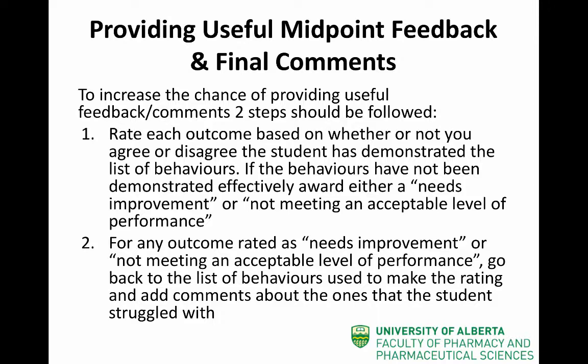So I'd like to just review a few things about how to provide useful feedback. It's quite self-evident, and I've been alluding to it throughout. Essentially, we go through a process of providing a rating on each of the outcomes based on whether or not you agree or disagree that the student has demonstrated the list of behaviors. If the behaviors have not been demonstrated effectively, then you're not going to put meets an acceptable level of performance. You're going to put needs improvement. And we encourage those, because we know that our students are in the middle of a learning process. We expect them to need improvement at midpoint especially. So once you've identified the behaviors, and there may be things that aren't on the list that you would like to highlight, but especially the things on the list, those form the basis of writing specific comments that can then be used by the students to improve.